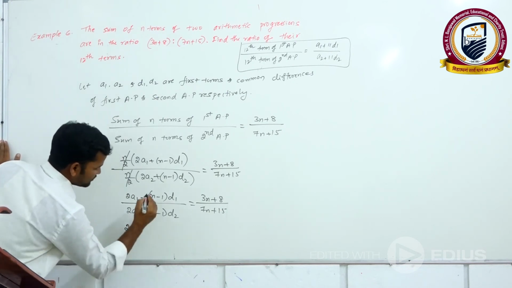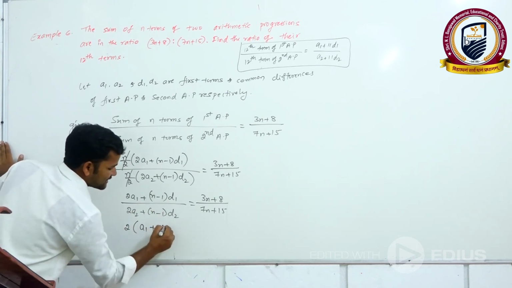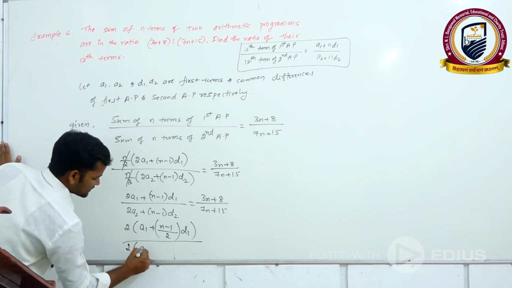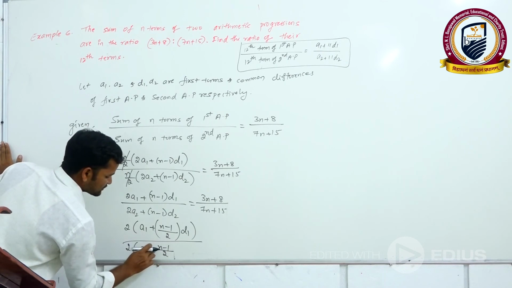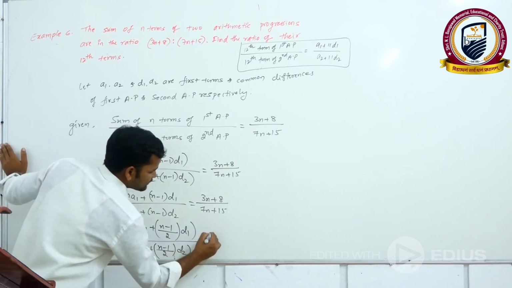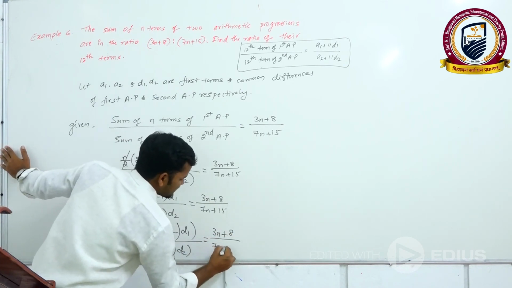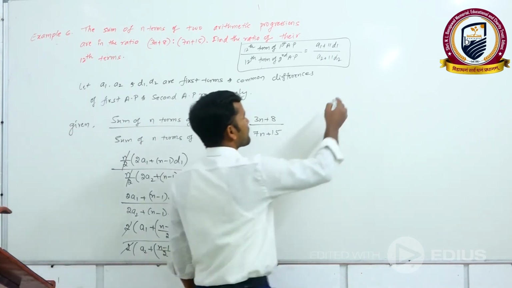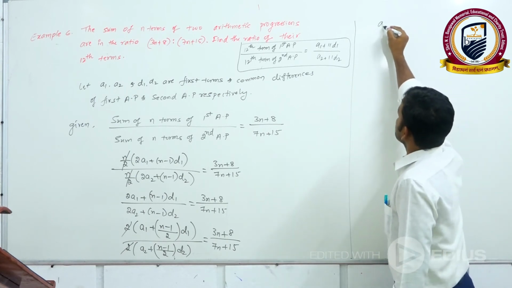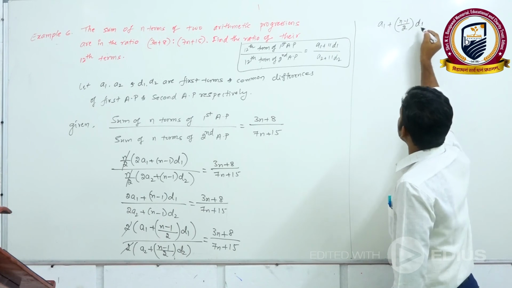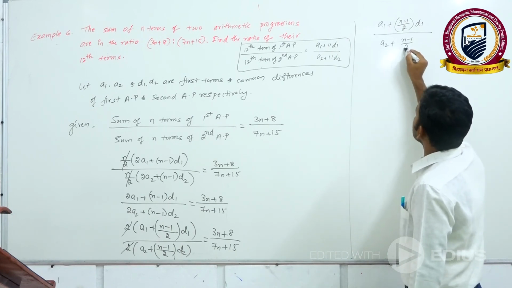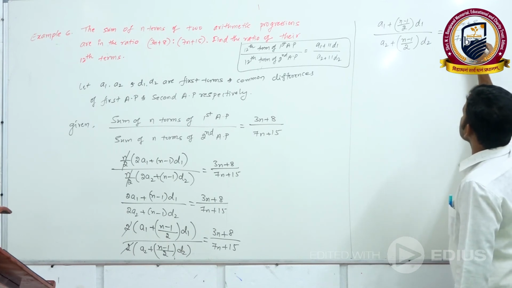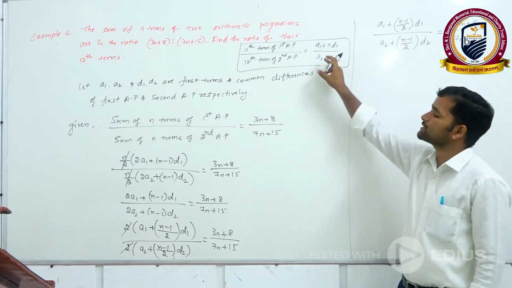Taking 2 common from the numerator, this is a1 plus n minus 1 by 2 into d1, divided by, again taking 2 common, a2 plus n minus 1 by 2 into d2, which is equal to 3n plus 8 by 7n plus 15. The 2 outside cancels. What is remaining? a1 plus n minus 1 by 2 into d1 divided by a2 plus n minus 1 by 2 into d2, which is equal to 3n plus 8 divided by 7n plus 15. We are getting the first term coefficients correctly.